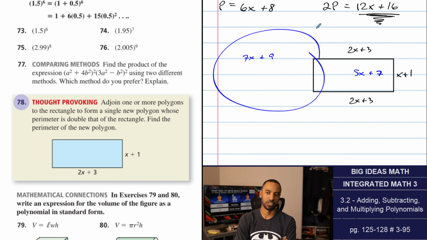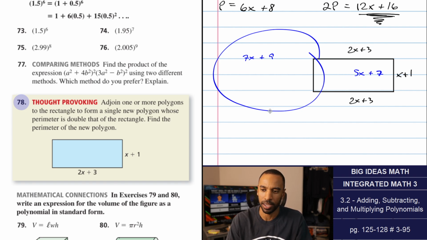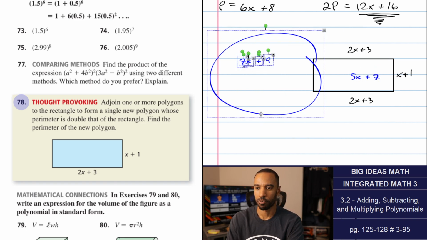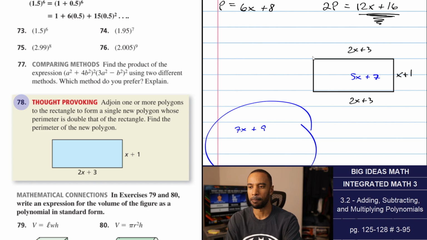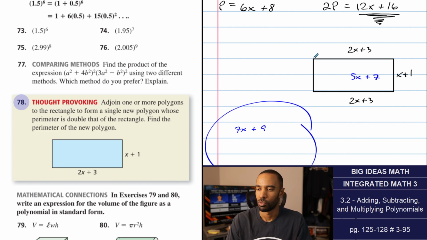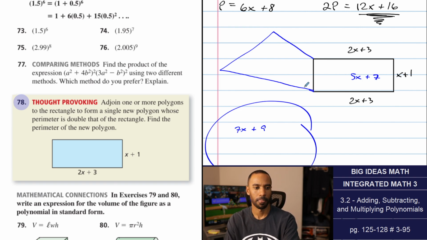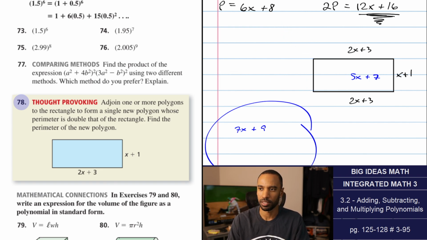So for 7x plus 9, it doesn't need to be a regular polygon or anything, right? Those did not need to be together. So for 7x plus 9 on this, we could make like a... I want to keep that shape intact. Let's do like 1, 2, 3. I don't know. We can make anything up, right? Whose perimeter is double that of the rectangle. Do we want to do something dandy with it?